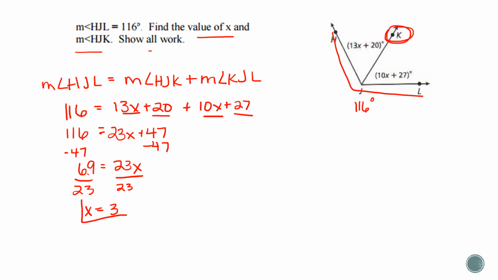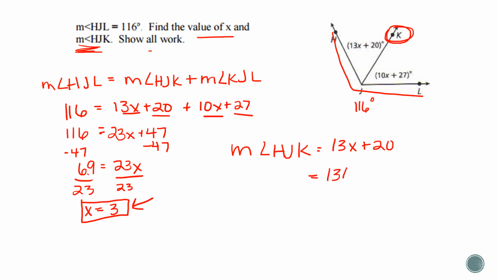Now, is that the only thing we were trying to find here? No, we also need to find the measure of angle HJK. So the measure of angle HJK in our diagram is 13x plus 20. Since this is in terms of x, we don't really know what it is. But now that we've found what x is, I can substitute in.